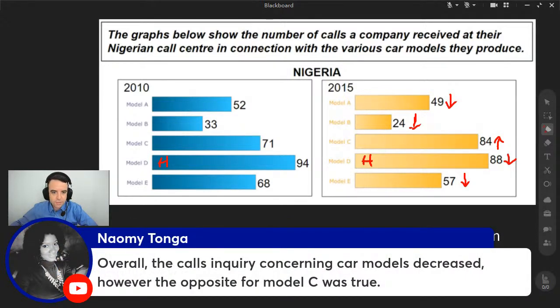Okay, Naomi, overall, the calls inquiry concerning car models decreased. However, the opposite for Model C was true. So the language here isn't clear enough, Naomi. The calls received concerning all, the word all is going to be very important, concerning all car models decreased except for. Use except for, it is much clearer, because when you say however, it doesn't exclude the first part of the sentence. So the word however isn't appropriate. The word except is what you need here.